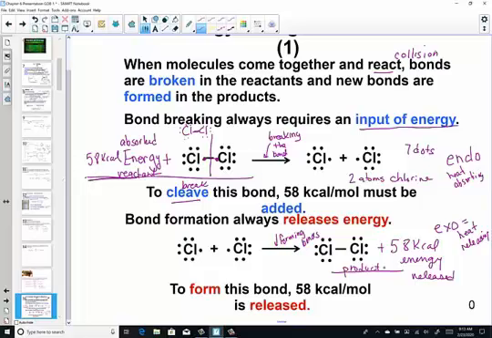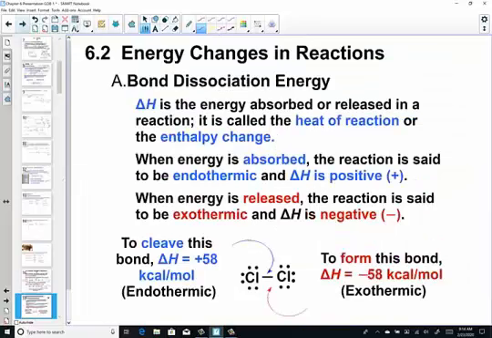And notice they are exactly the same amount. If 58 kcals is required to break the bond in the forward direction, you would have 58 kcals coming out of the reaction in the reverse order. So we've said some important words, endothermic and exothermic reactions. What we're really looking at is something known as bond dissociation energy. To dissociate means to separate or break. How much energy is needed to break bonds or to separate the atoms into their own individual components?